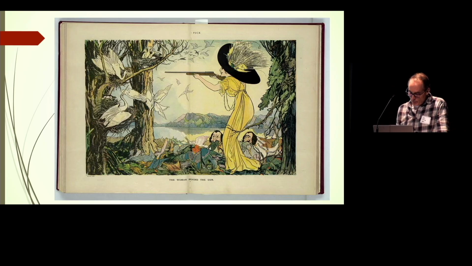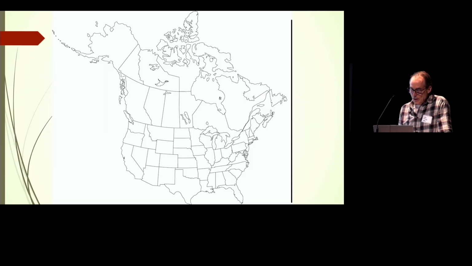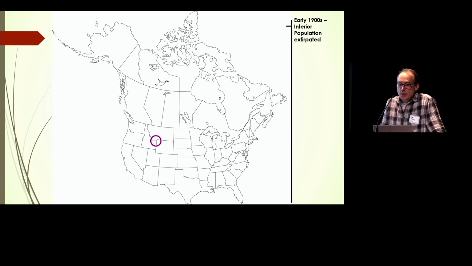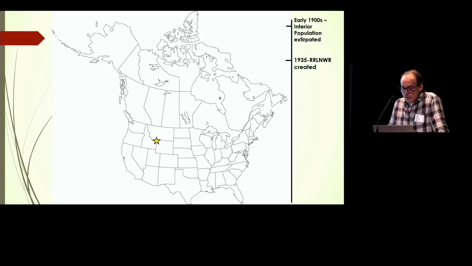So really interesting time period. You also had feathers used for quills and for powder puffs and things like that. So quickly, by the early 1900s, the interior population of trumpeter swans were decimated, and there was just one little remnant population here. In 1935, the Red Rock Lake National Wildlife Refuge was created to protect those birds.